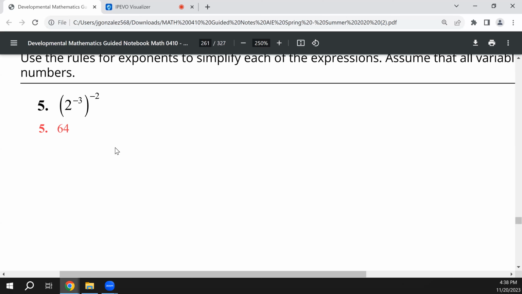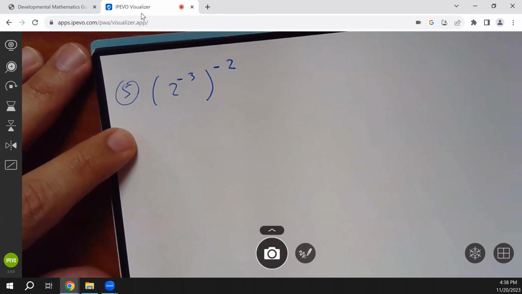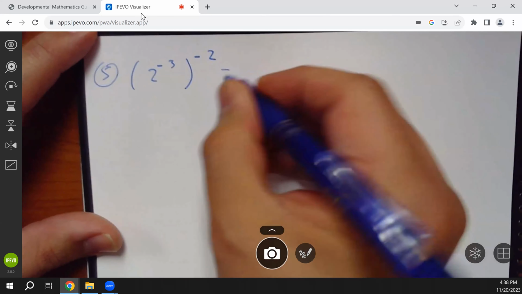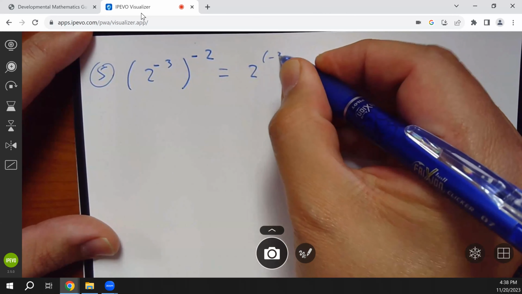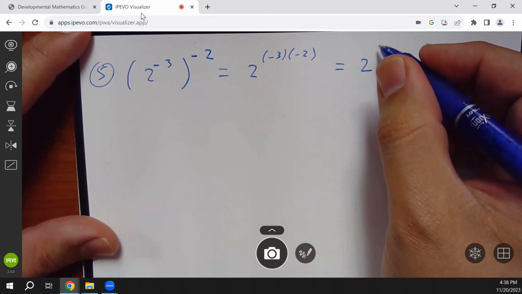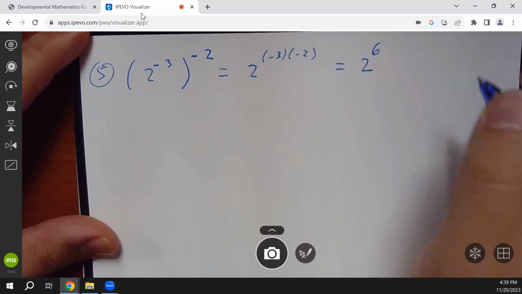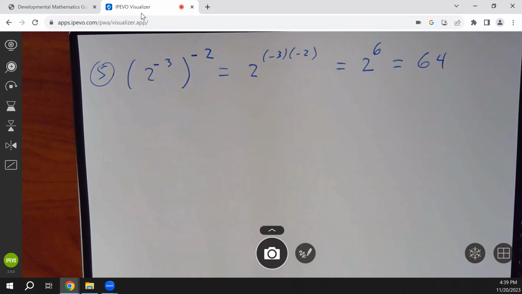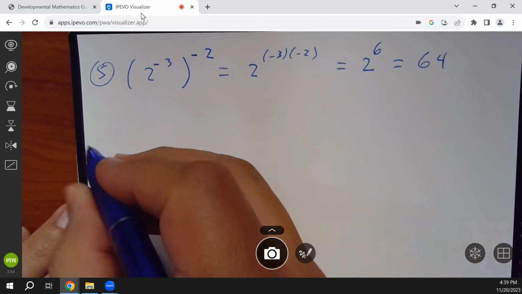Start practicing the rules. See how it goes. Fine. The power with another power, what do you do? Yeah, we have to multiply. So what is -3 times -2? Yes, positive, right? And 2 to the 6 is where they got this. Any questions on 5?